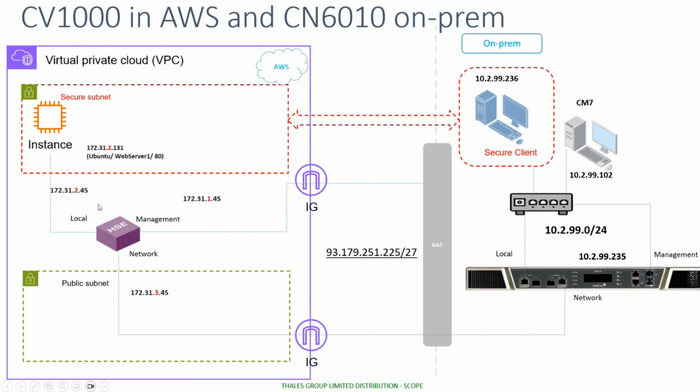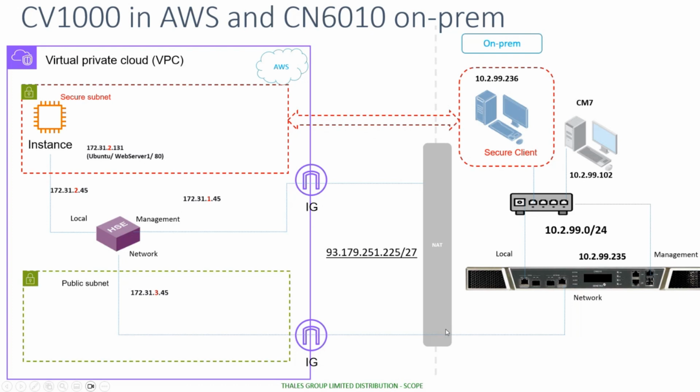Okay, so HSE deployed inside AWS, local unencrypted network connected to my secure subnet, management to management, doesn't matter, network assigned to an elastic IP to be able to send packets to this network interface.